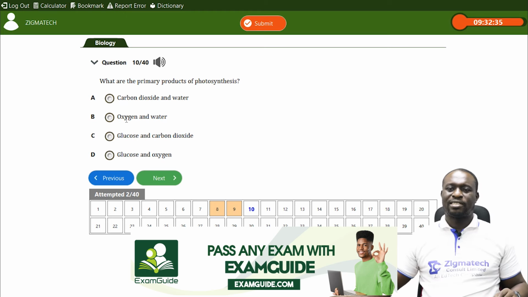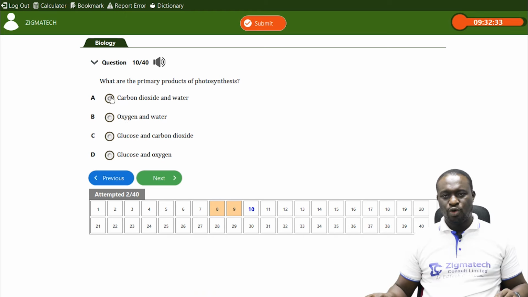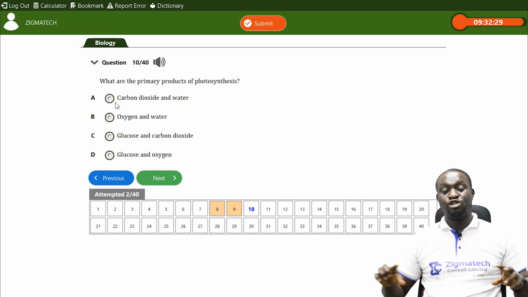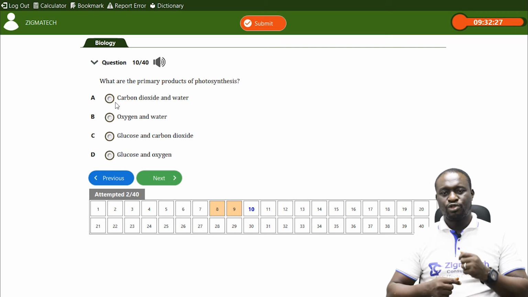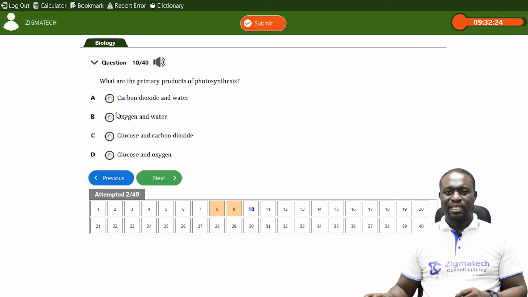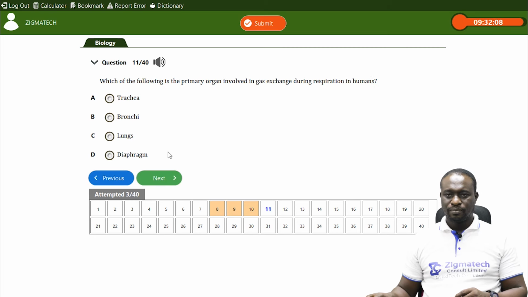Option A says carbon dioxide and water. No, these are the reactants. These are what are used to produce food. Option B says oxygen and water? No. Option C says glucose and carbon dioxide? No. Option D says glucose and oxygen, and that is correct, the products of photosynthesis.